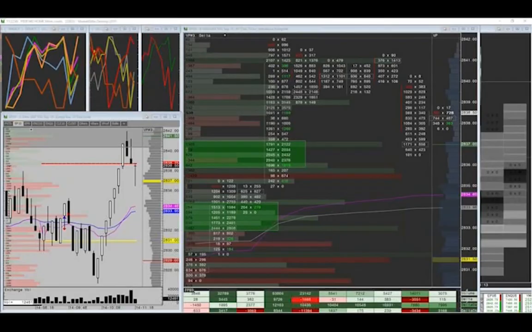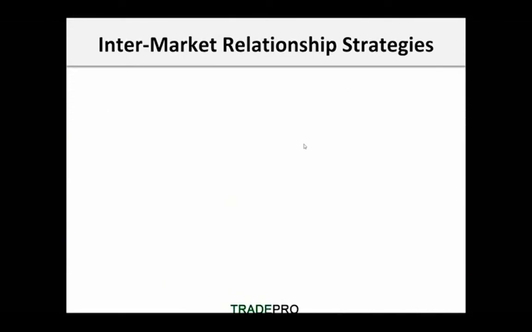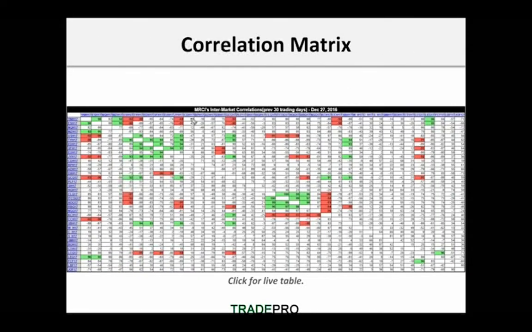All right, whoops, there's my trading station. Got temporarily distracted. All right, so how do you find that correlation matrix? Type in MSCI, MRCI is the intermarket correlation. You can look at it. This is a clip from December 27th, 2016, so you should very likely go get an updated one.